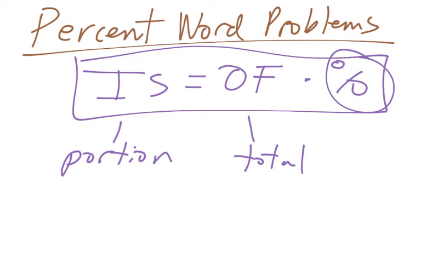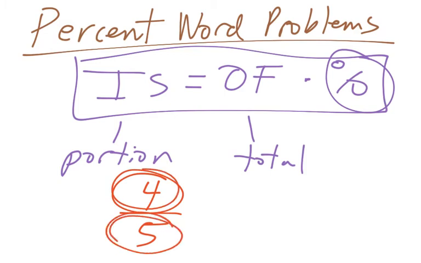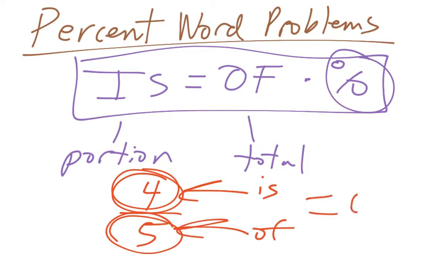So let's say I give you a fraction of 4 out of 5 people stated that pizza is their favorite food, right? Well, the 4 would be the is, and the 5 would be the of. This is the portion of how many people like pizza, and 5 is your total amount. Now, if we divide 4 by 5, we get 0.80, and then times it by 100, we get 80%. So there's your percent. So we have your is 4, your of is 5, and there's your percent.